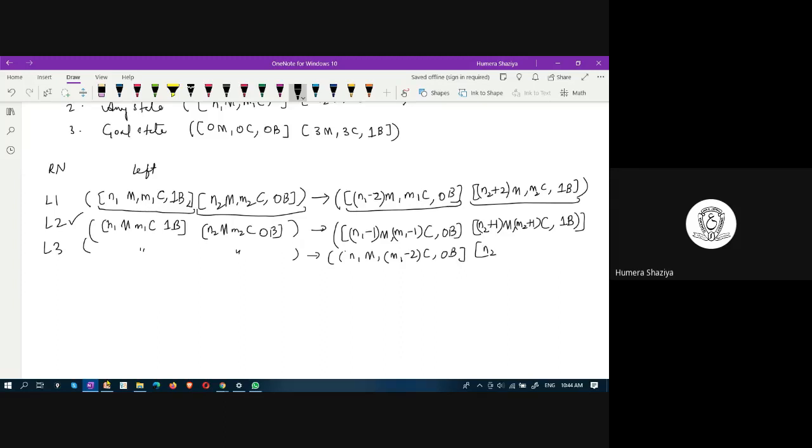Students, can anyone tell me what this means? N1, M. There are some number of missionaries, M1. M1 minus 2 means you are taking 2 cannibals from left to right. This would be N2, M2 plus 2, C1 boat. This is rule number 3.